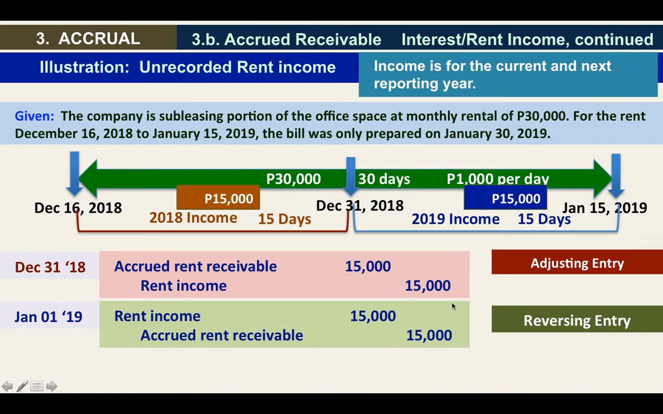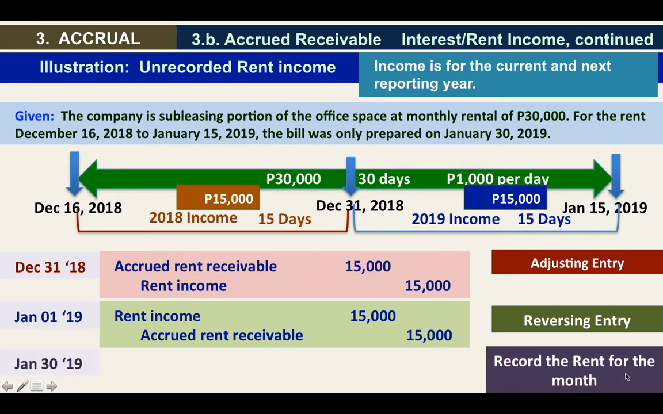And now, okay, class, on January 15, that will complete the rental. However, you only prepared on January 30. So on January 30, if you are going to record the rent for the month, you will debit rent receivable and credit rent income.